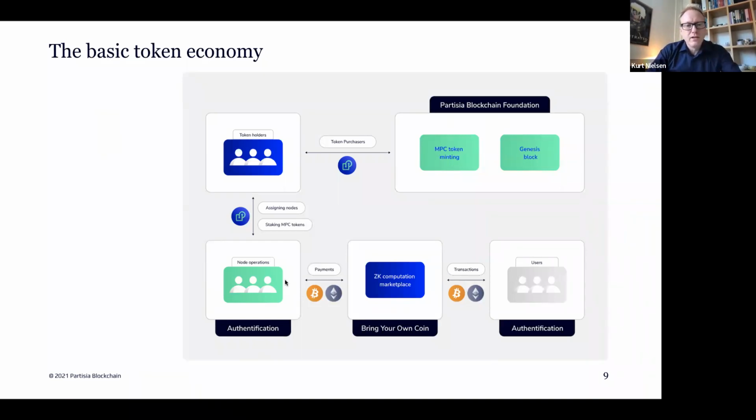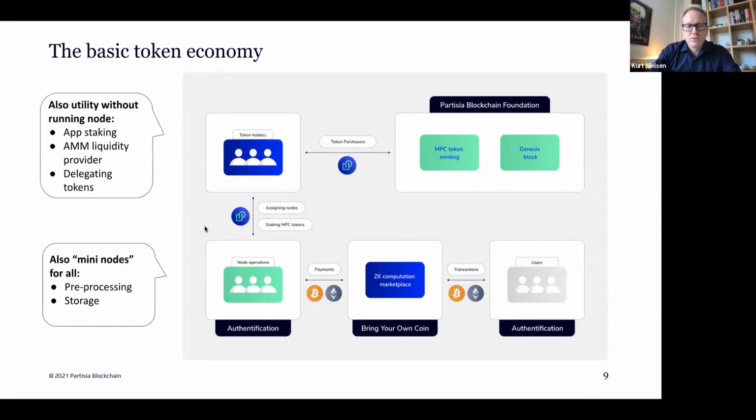Along the way, we are building all kinds of additional services such that anyone can bring their token to work in this economy, from mini nodes that are contributing to the privacy part and the storage, to markets where you allocate or move your tokens into the hands of node operators and earn a rent in that way.